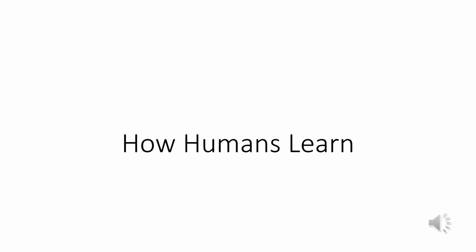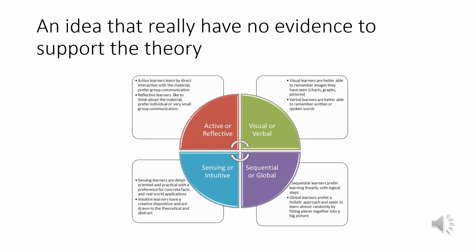This could be a short PowerPoint on how humans learn, and it's based on some current research. But this is how humans learn. Most people have seen this. It's basically what type of learner are you? There's active learning, visual, sequential, sensing.